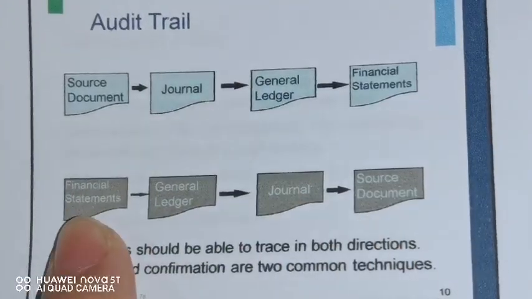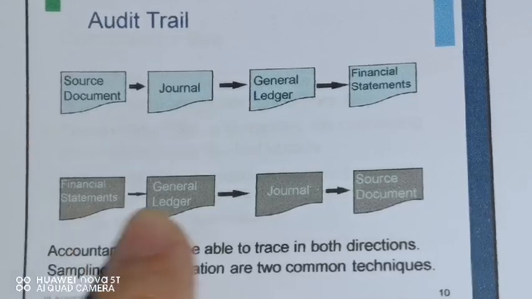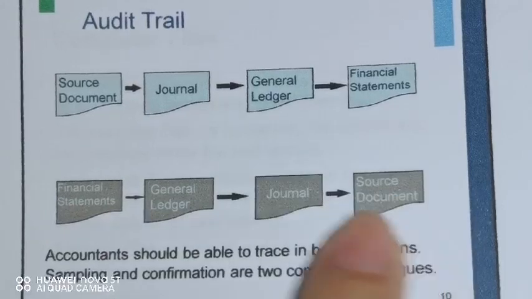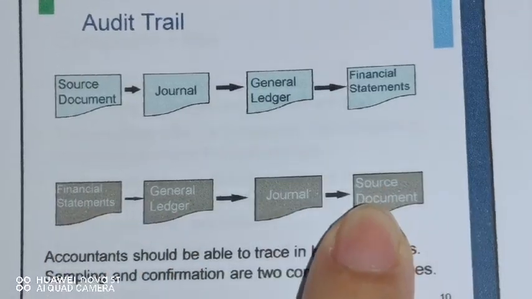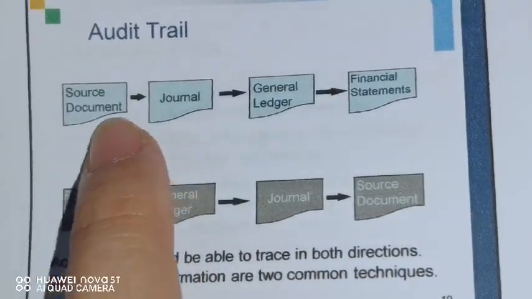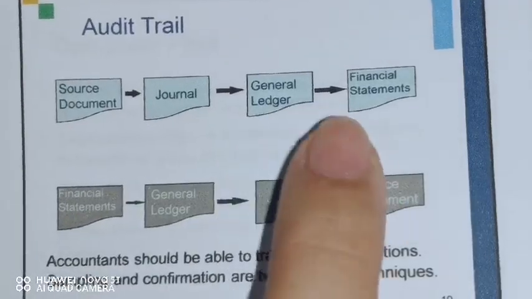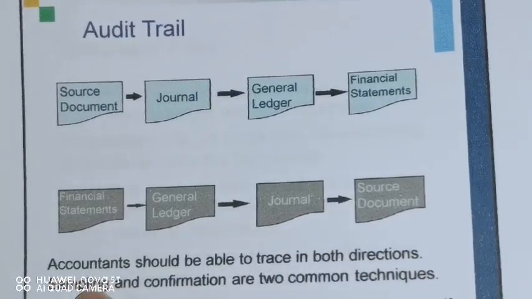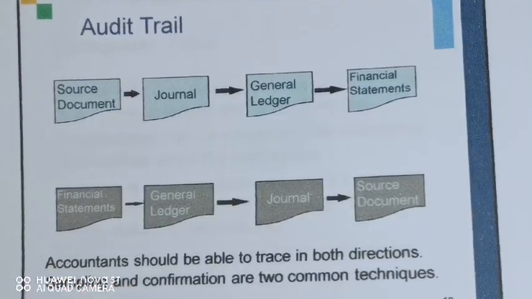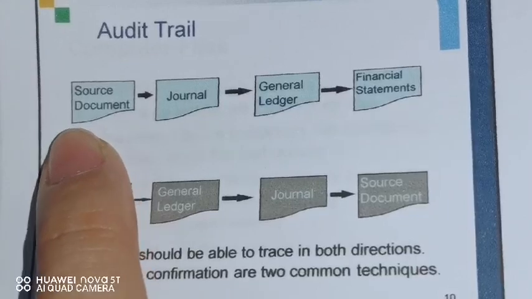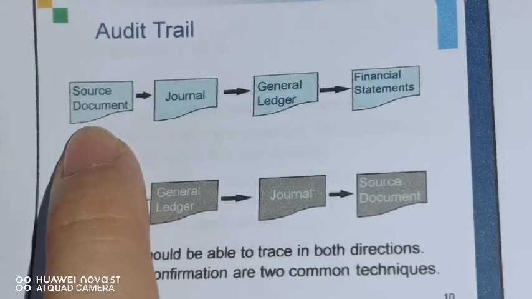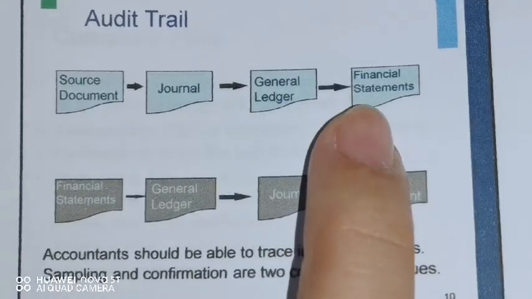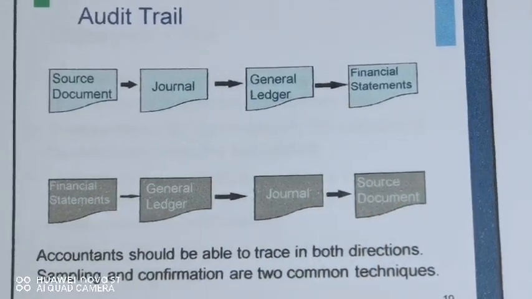Yun naman ay pag nagsimula ka sa financial statements, kino-confirm mo kung tama ba yung amount na nasa financial statement. Here naman, from source document to journal to general ledger and then to financial statements naman. So, sabi nga, in both directions. Okay, so dito naman, magsisimula ka sa source document. Tapos, titingnan mo rin kung tama ba yung na-record hanggang mapunta sa financial statement.